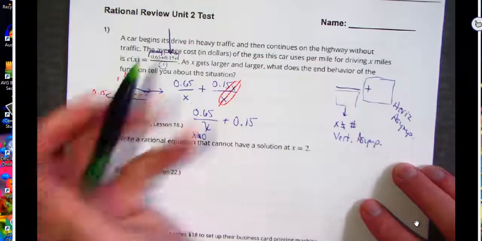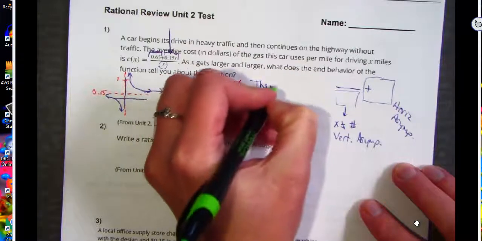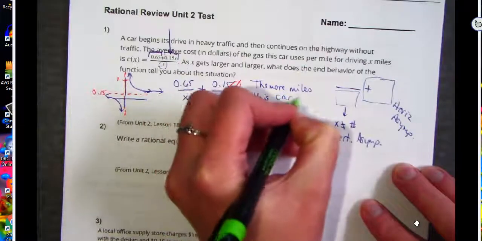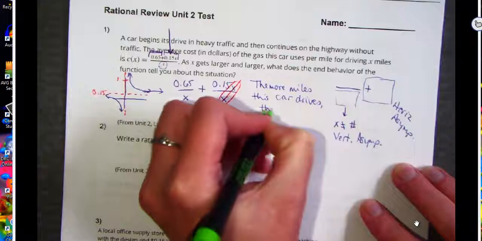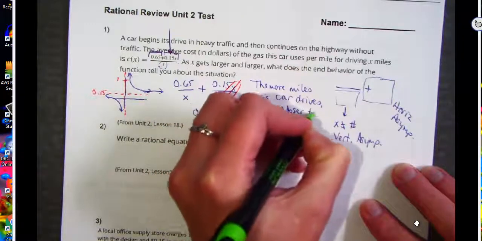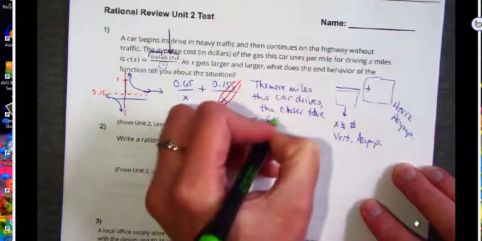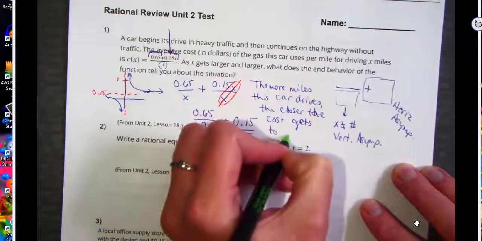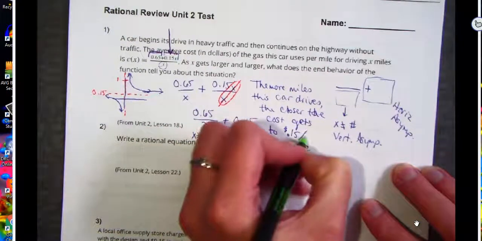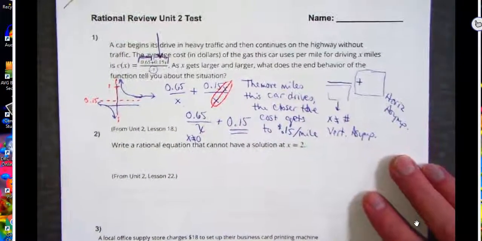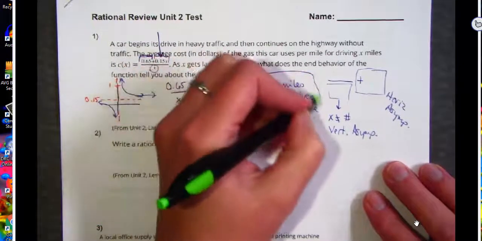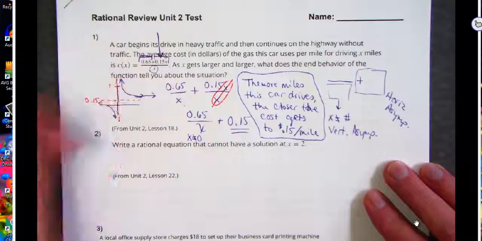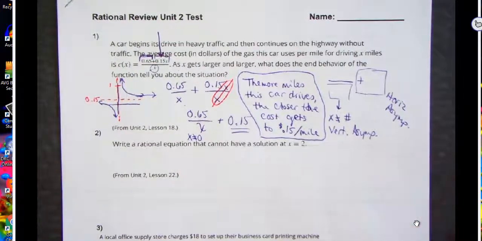As x gets larger and larger, the more miles we drive, the closer the cost gets to 15 cents per mile. That's how we would interpret what that asymptote means. The more and more miles we drive, the closer and closer that graph is getting to our asymptote at 0.15.